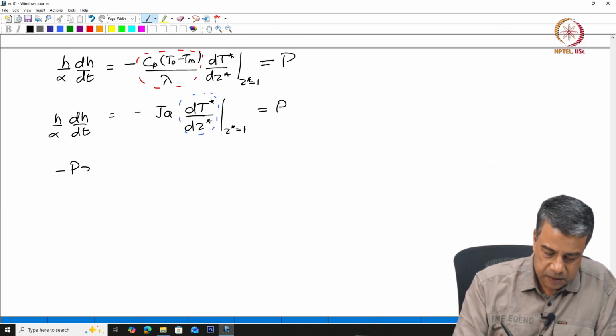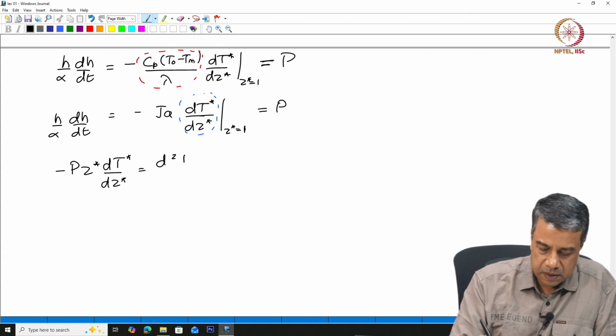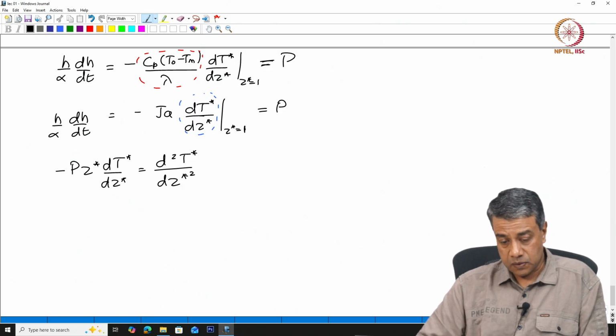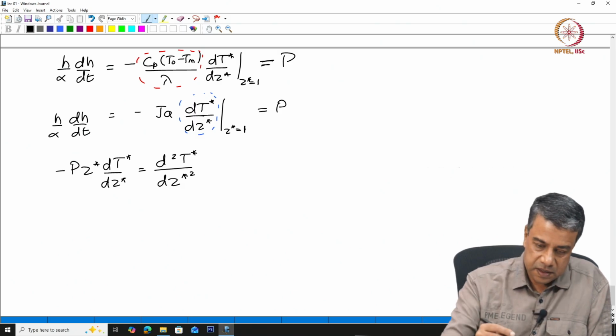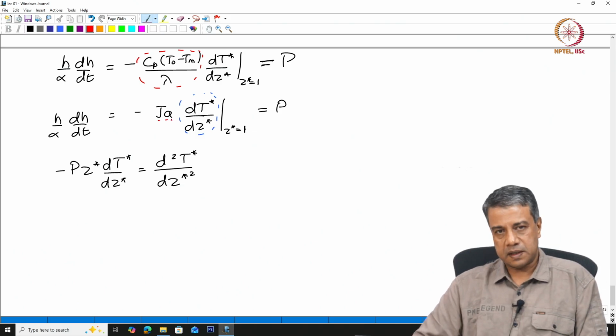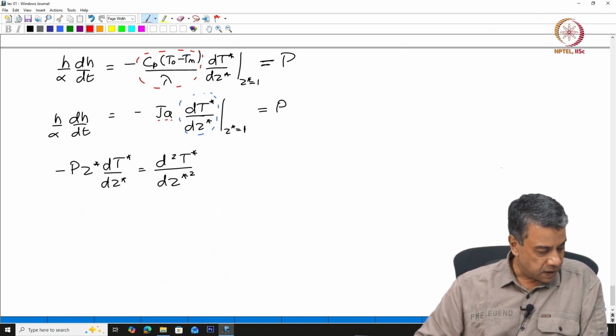Minus p z star dT star by dz star is equal to d square T star by dz star square. Note that we still do not know what the parameter p is. This Jakob number is a material parameter. It only contains the temperature difference, the sensible heat, the specific heat and the latent heat. But we still do not know this parameter p. That we will determine from the boundary conditions: T star is equal to 1 at 1 and 0 at 0.